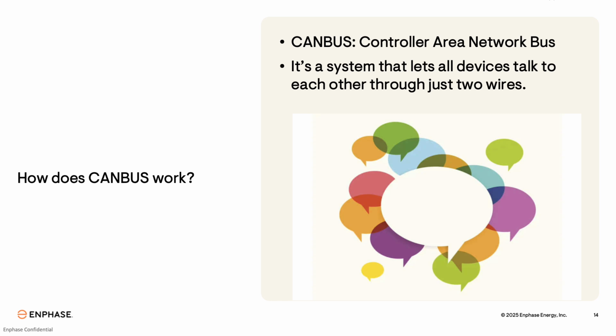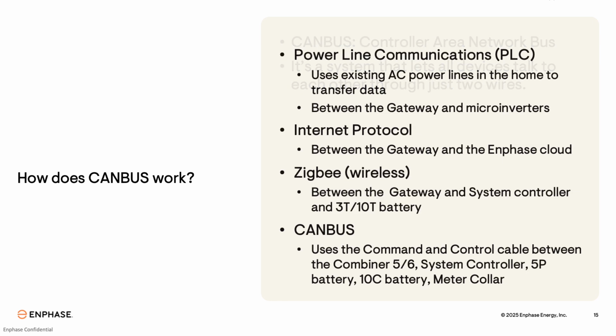Pro tip on commissioning. If you're commissioning a system and get to the provisioning step and you have devices that are not being detected, it's most likely the CANBUS protocol where the command and control wire isn't connected correctly. Check your connections for that device and try again.